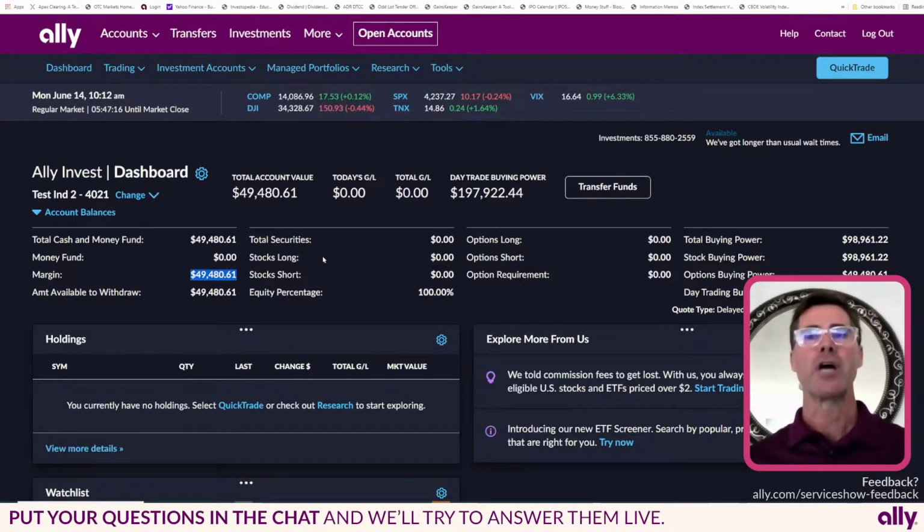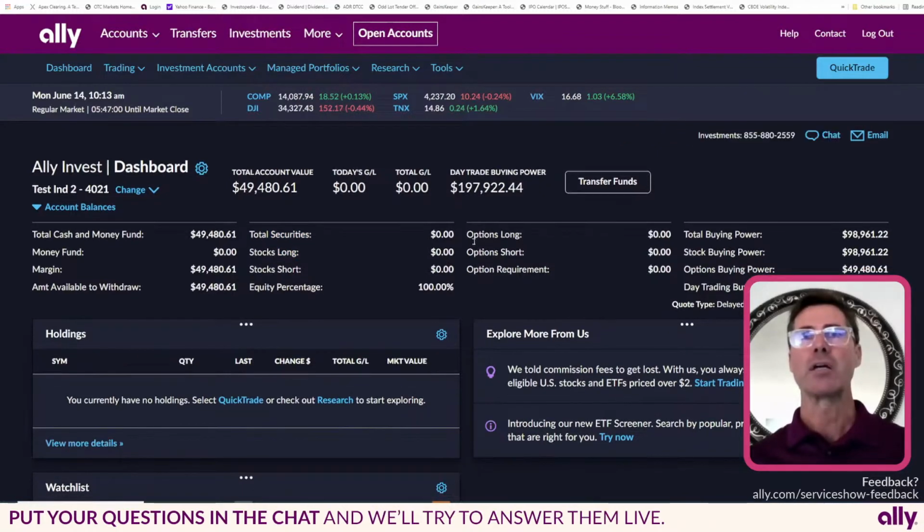If we look at the middle column, Brian, you'll see, as I mentioned, there are no holdings in this account, but this would show you the value of the holdings you have, both stocks, long and short, as well as options. And again, I'll remind you, this account is all in cash.